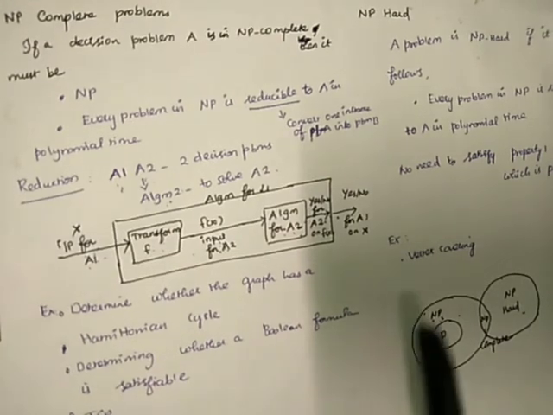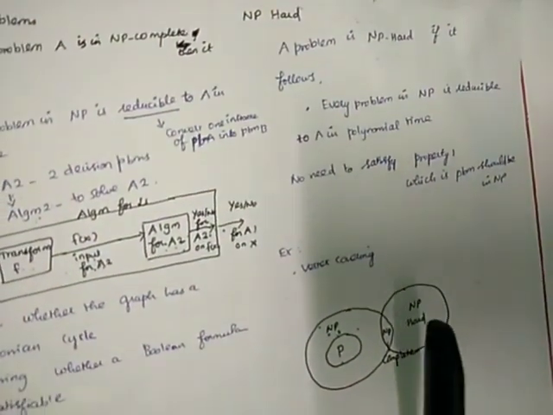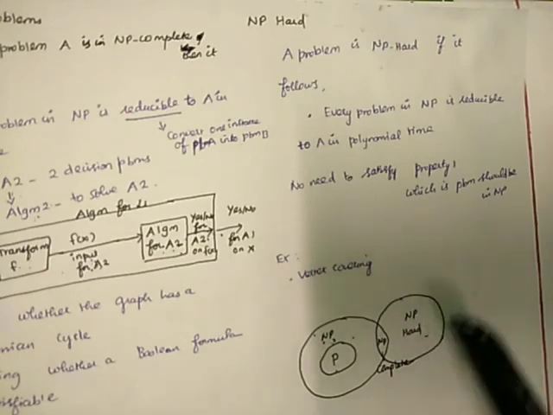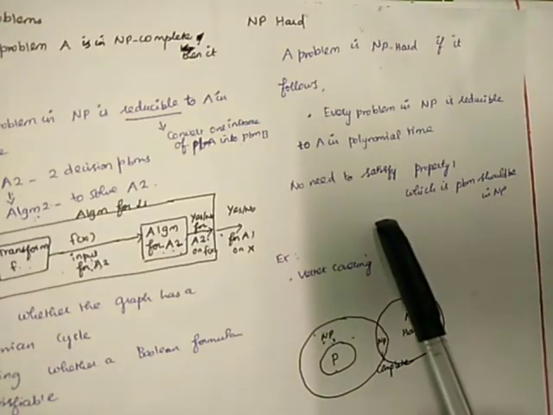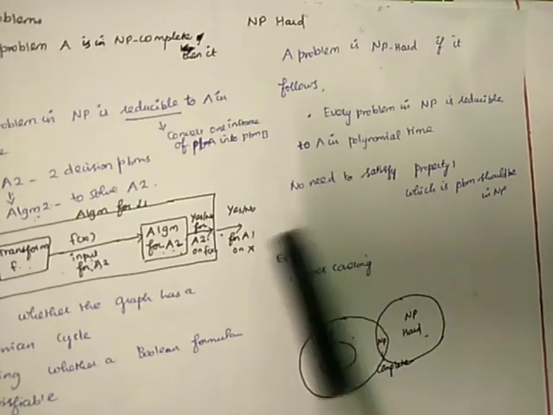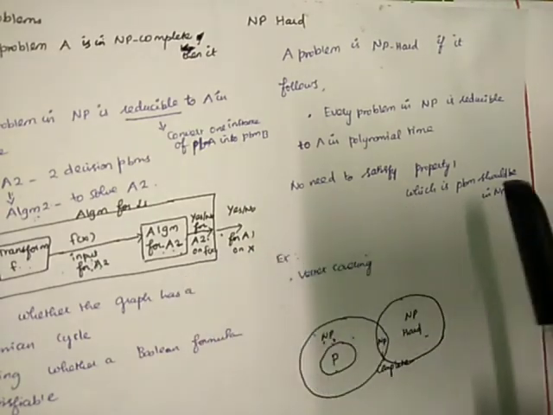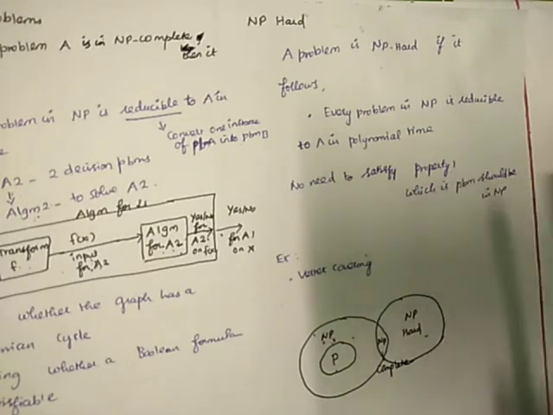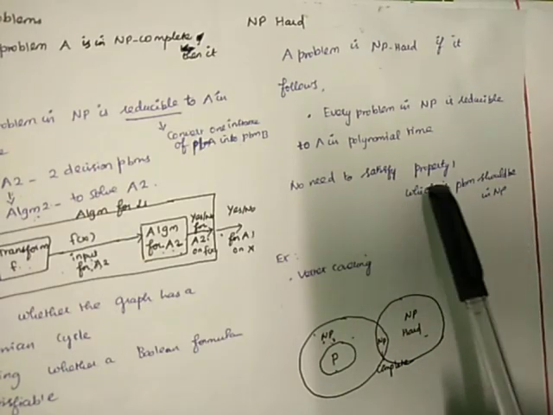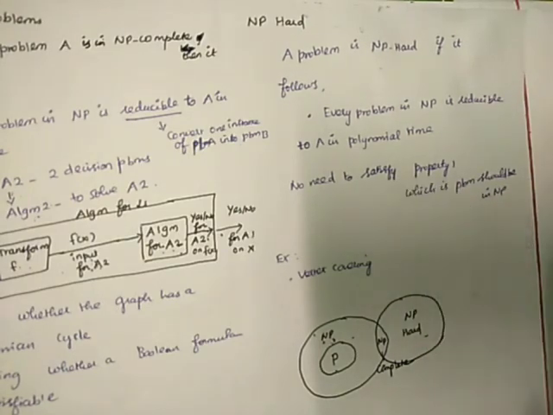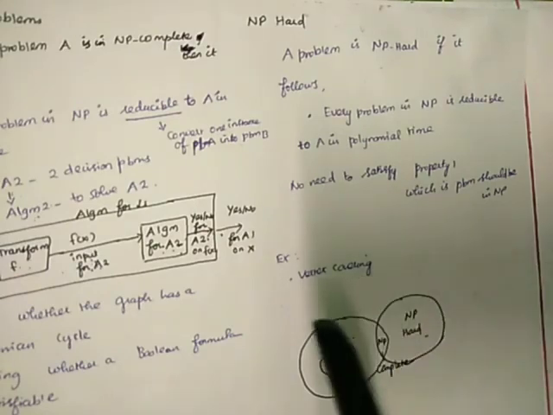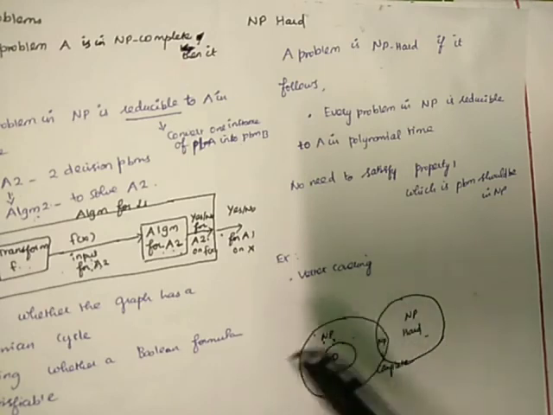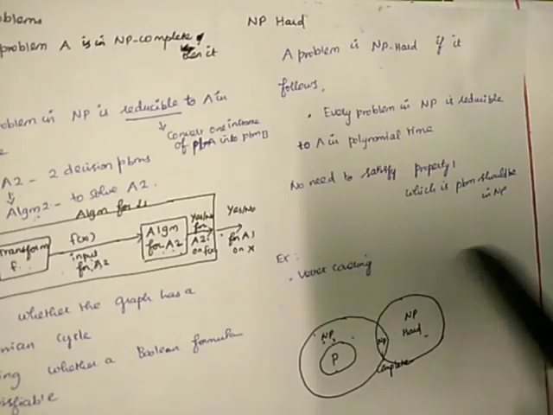Then the fourth category is the NP hard problem. An NP hard problem is as hard as an NP complete problem, but there is no need to satisfy property 1 in NP complete, which is that this problem should be in NP. That property need not be satisfied for an NP hard problem. The example for an NP hard problem is vertex covering. Let's discuss these topics in detail later.